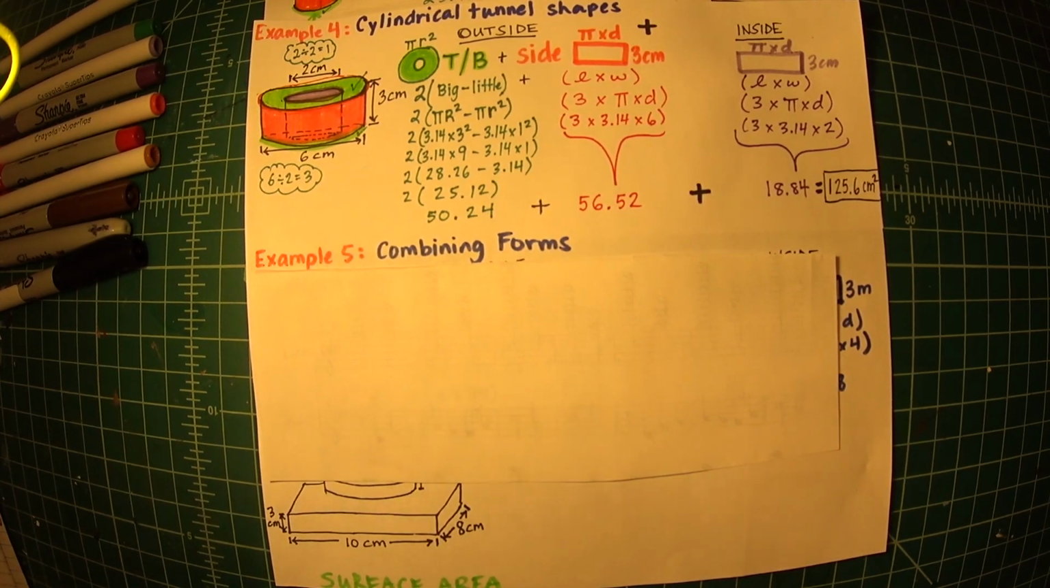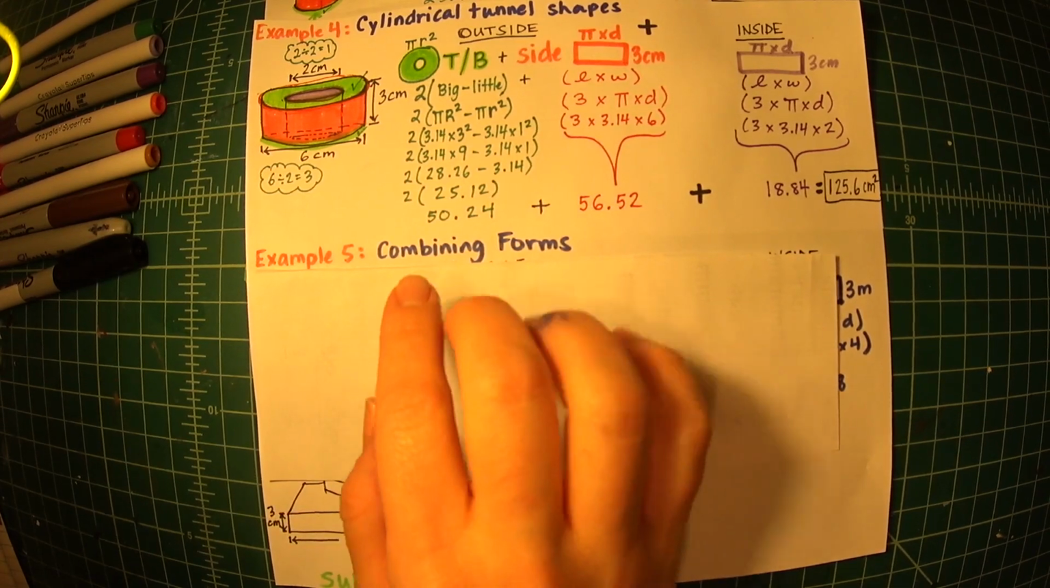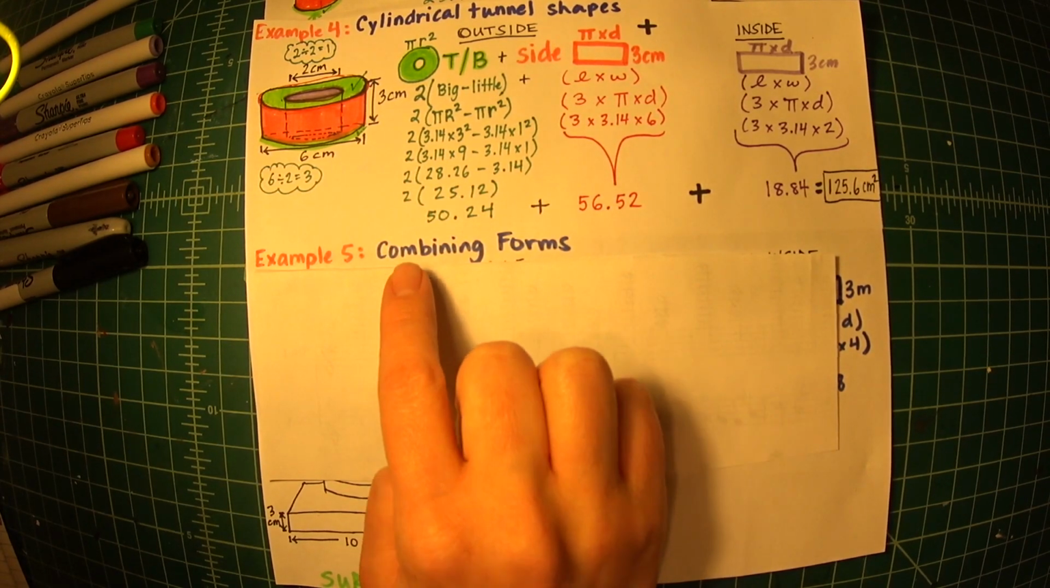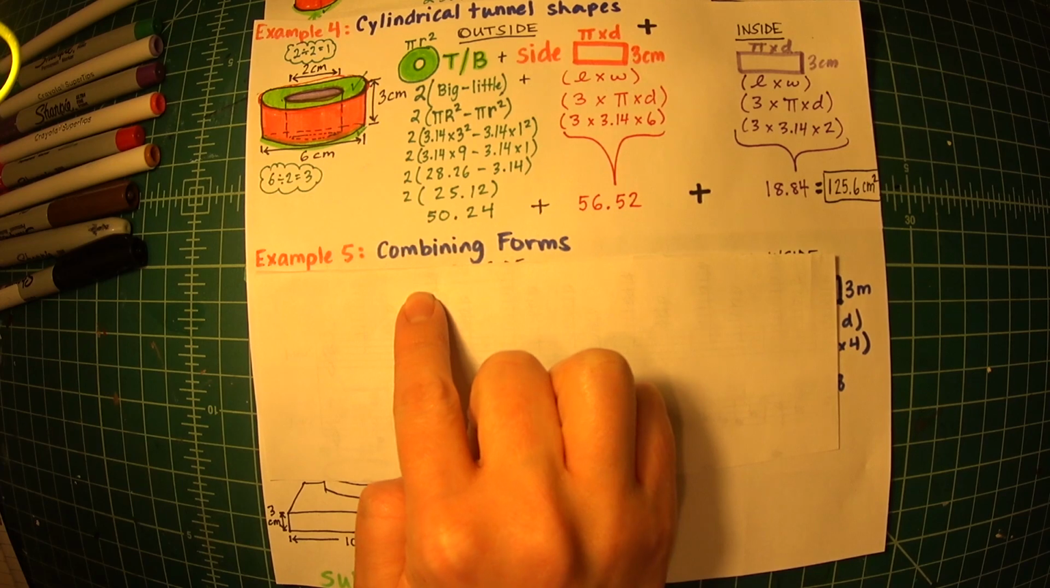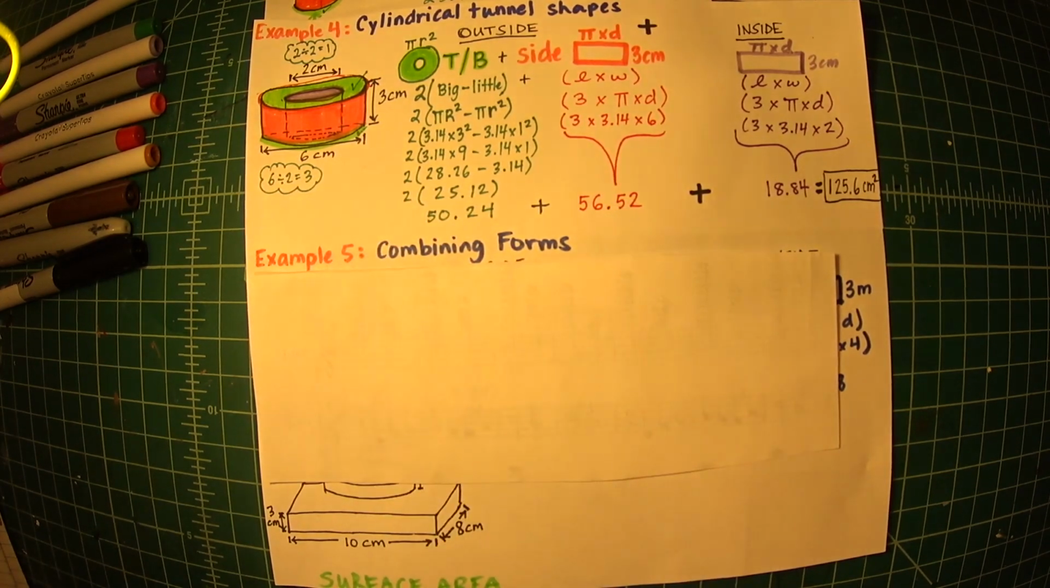In this video I'm going to be talking about some composite forms in which we're combining rectangular prisms with cylinders. Okay, so now we are combining the two forms that we've been talking about.